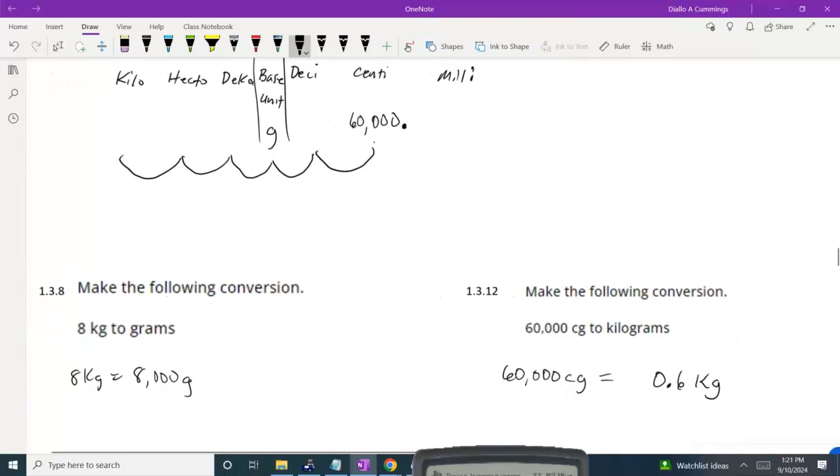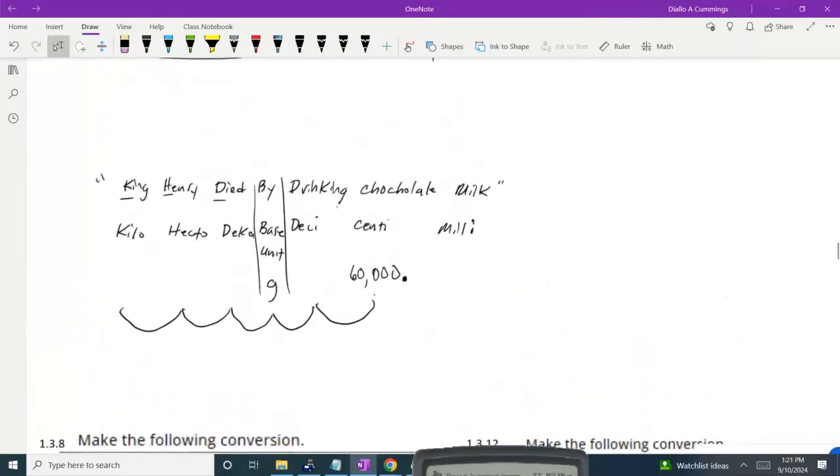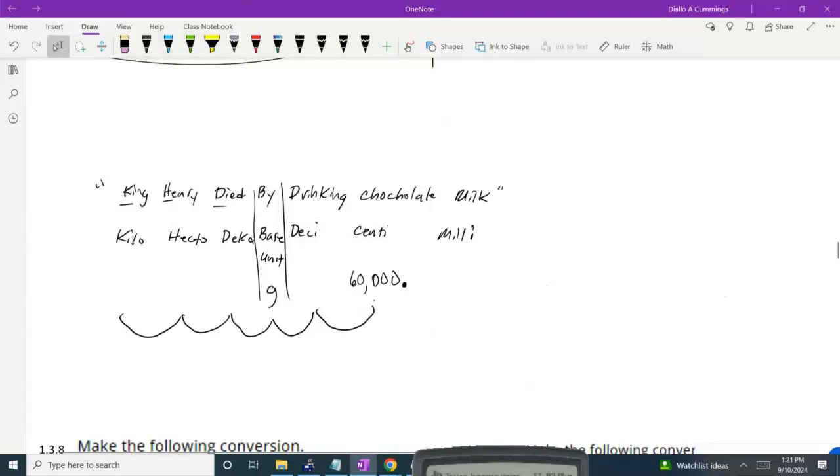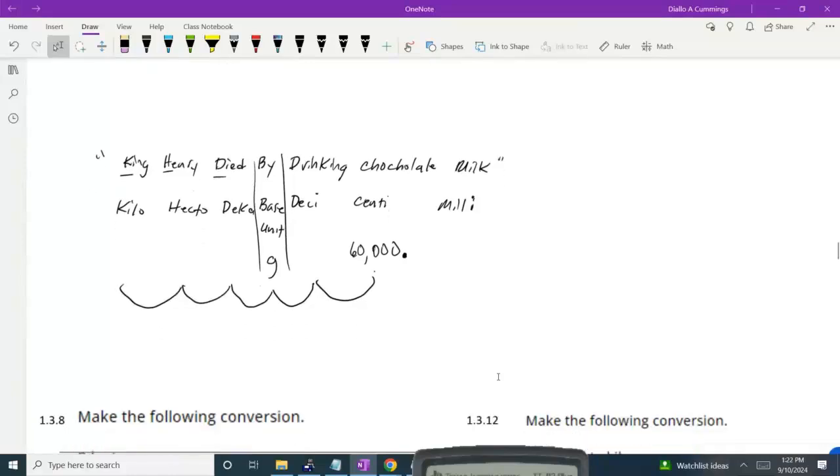All right, any questions about those two? So I don't believe I actually have this metric conversion chart on any one of those formula sheets. So you may also want to jot this down. The mnemonic for that is King Henry died by drinking chocolate milk. And the first letters allude to the prefixes for your base unit.